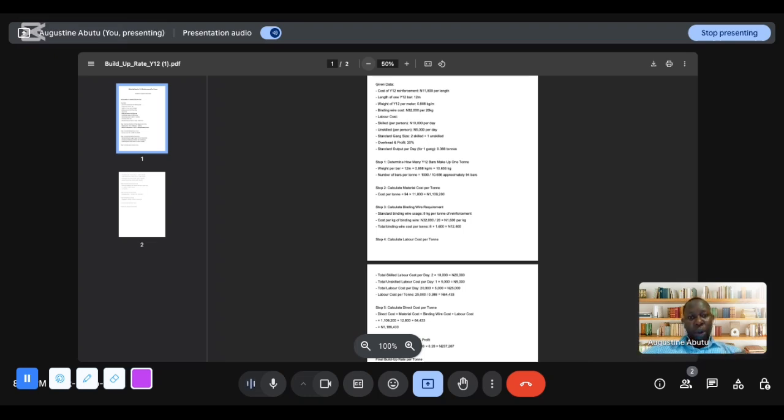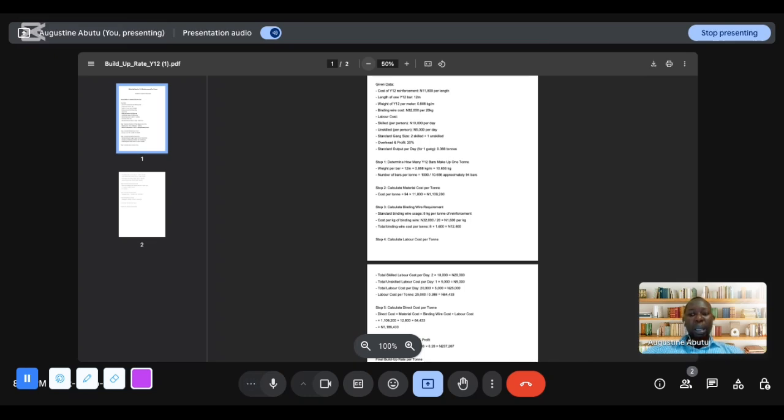I said earlier that the cost of a skilled labor is 10,000. So a gang requires two skilled labor and one unskilled labor, which means that the cost of a gang is 25,000. That is, 10,000 for a skilled labor, multiplied by 2 is 20,000, plus 5,000 for the unskilled labor, which makes it 25,000.